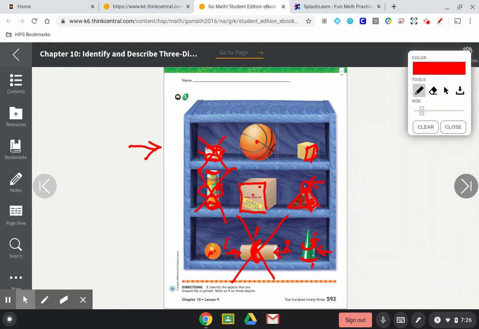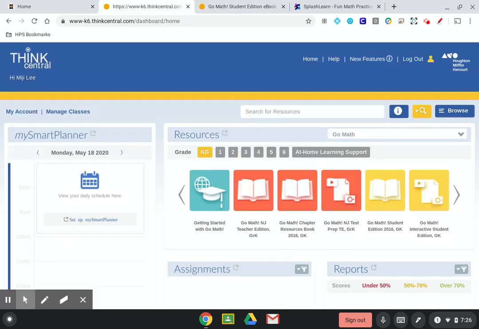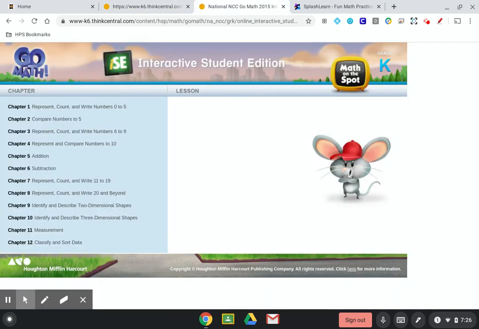All right. Now, boys and girls, let's see what our friend Mousy says about a cylinder. Let's learn more about this shape called cylinder. Okay, say hi to Mousy.